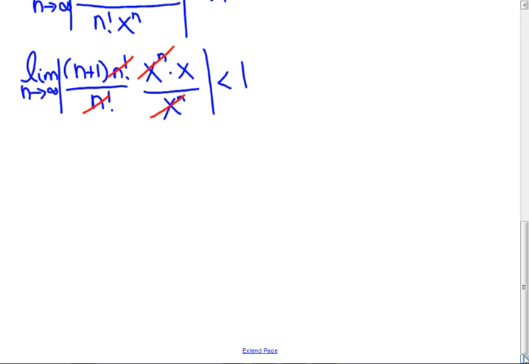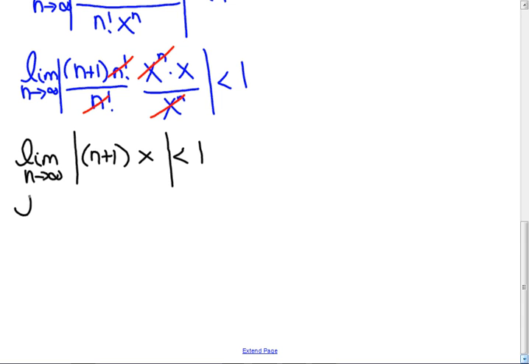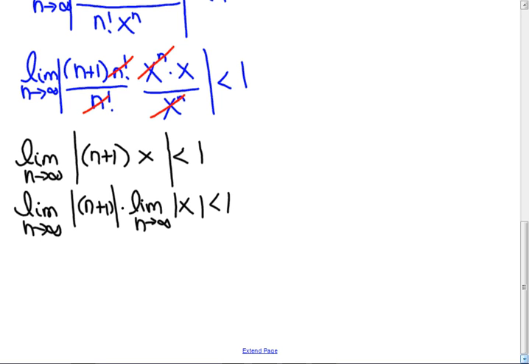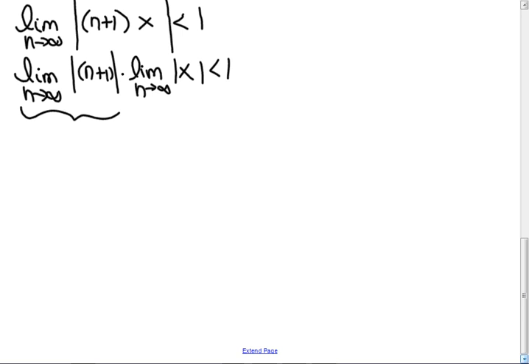And I'm left with the limit as n goes to infinity of the absolute value of n plus 1 times x. When's the only time that's going to be less than 1? It's really the limit as n goes to infinity of the absolute value of n plus 1 times the limit as n goes to infinity of the absolute value of x is less than 1. What is this limit? That's infinity. The only time it's ever going to converge is when x equals 0.